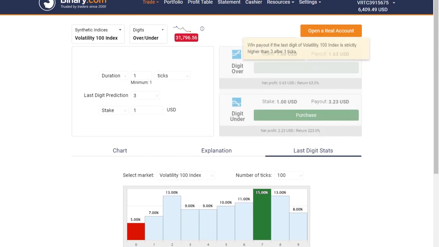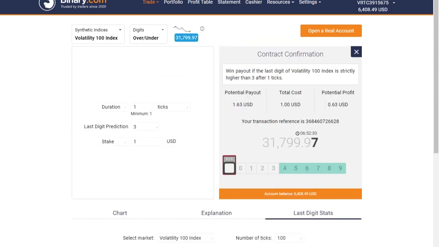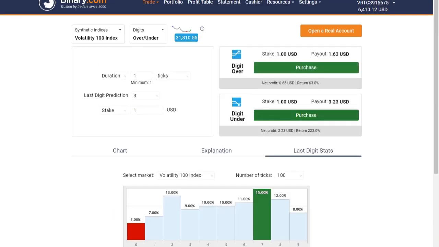I got 3 and then 6, so I entered the trade. So I won the first trade. Let's look for another trade to enter. We enter a trade when we get 3 and then 6, 7, 8 or 9.